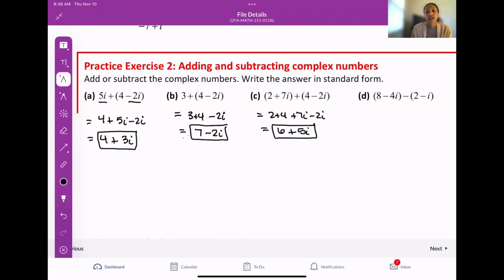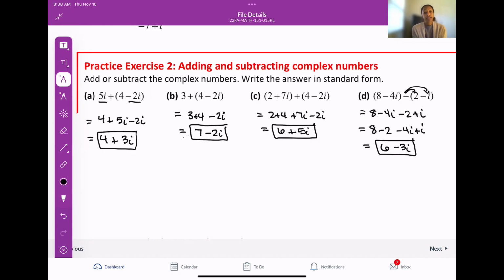And then if your second term is being subtracted, just be careful. We have to subtract each of these terms in the second expression. So this would be 8 minus 4i minus 2 plus i. Putting the real parts together, that's 8 minus 2. And then for the imaginary parts, minus 4i plus i. This simplifies to 6 minus 3i.